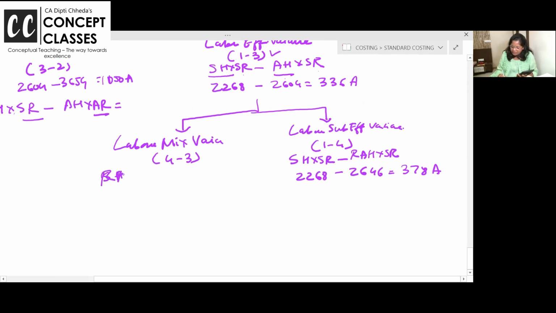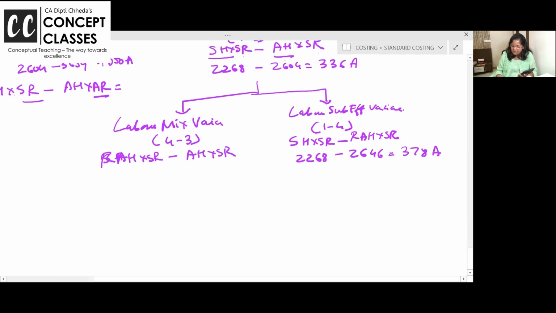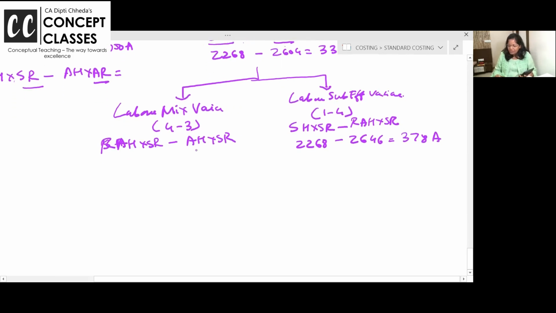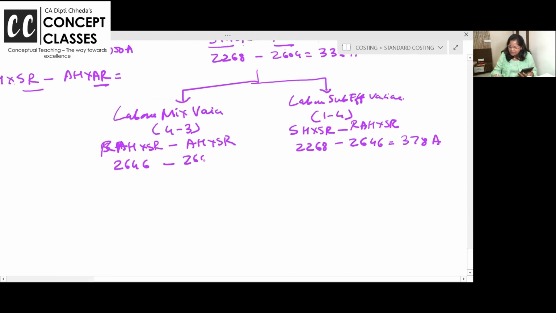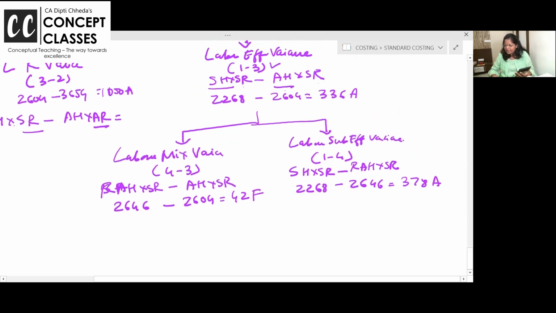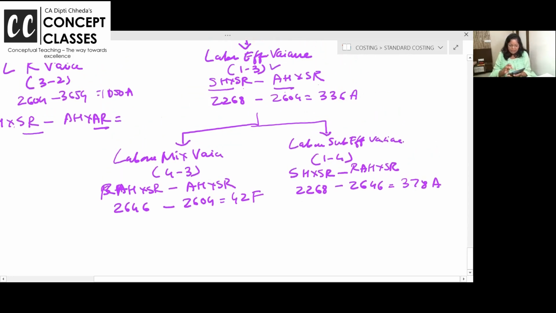Fourth is revised actual hours into standard rate. 3 is actual hours into standard rate. Okay? Actual hours is 1050. Revised actual hours are also 1050, but there is a difference in mix, skilled and unskilled. 2646 minus 2604. So this is 42 favorable and 378 adverse. 378 minus 42 is 336.